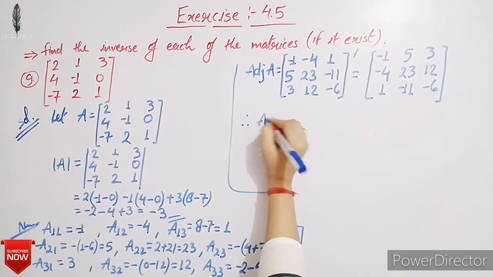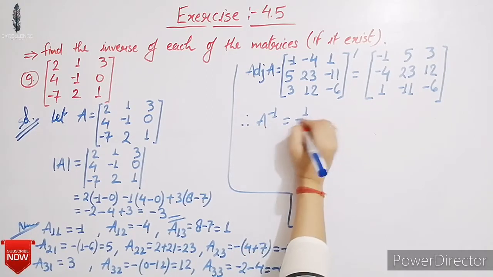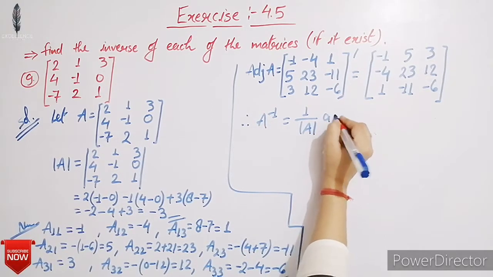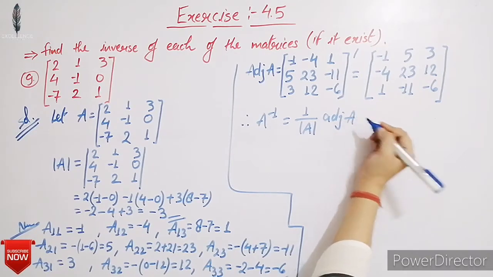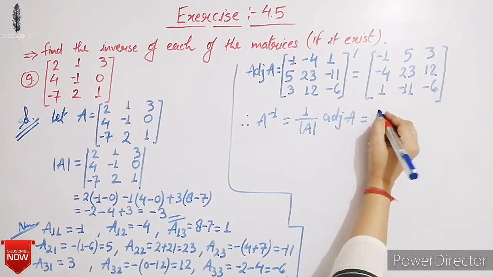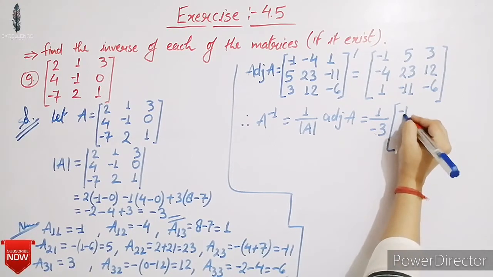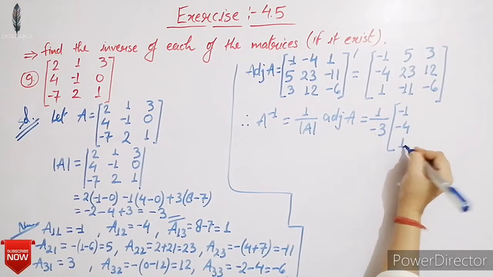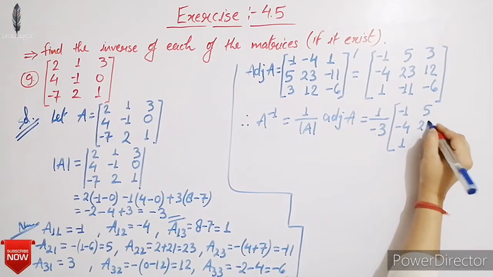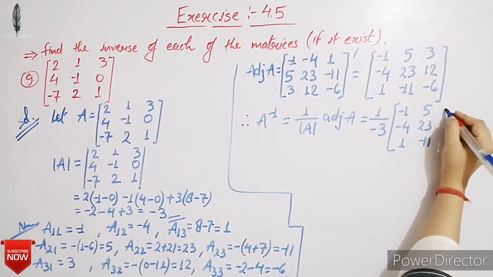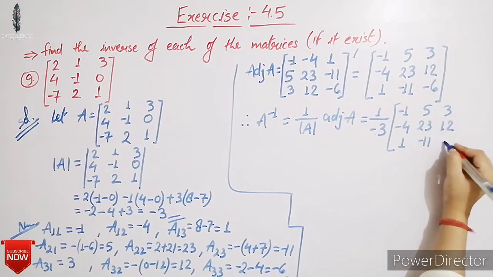So A inverse is equal to 1 by determinant of A into adjoint A, that is equal to 1 by −3 into adjoint A, that is [−1, −4, 1; 5, 23, −11; 3, 12, −6].